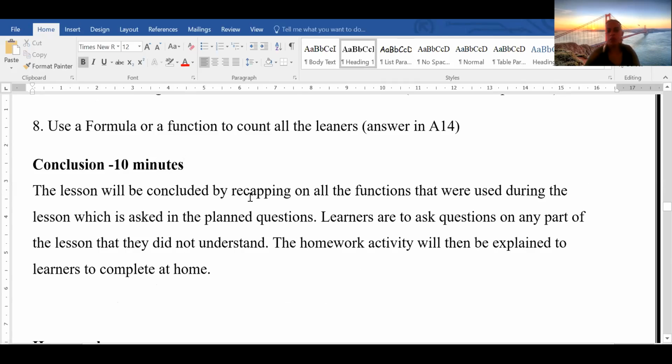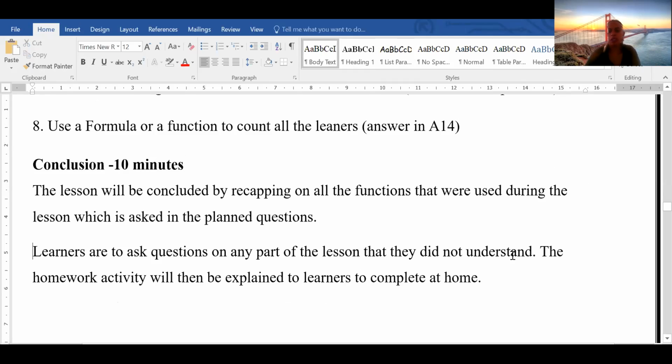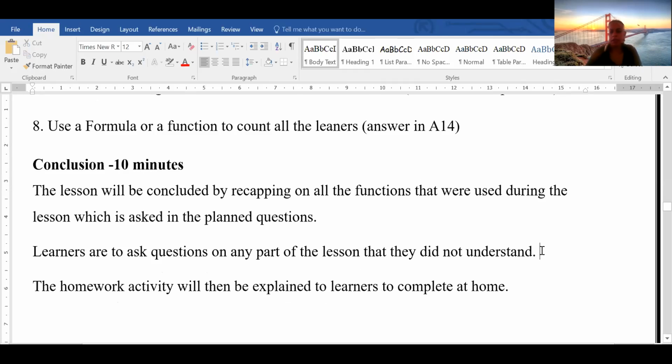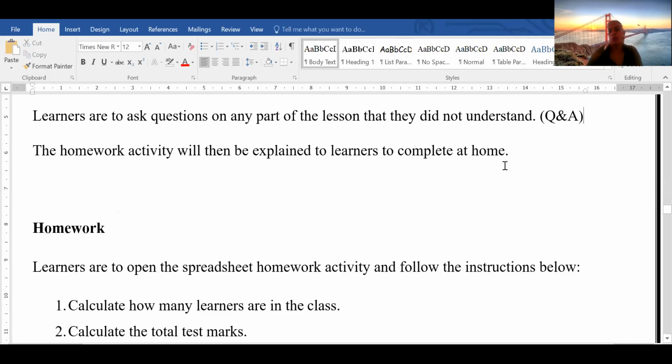The lesson will be concluded by recapping all the 4 functions that we did in the classroom, and the learners will be asked questions, Q&A. I will engage myself in a Q&A here. And then I'll give them a homework to go and do.